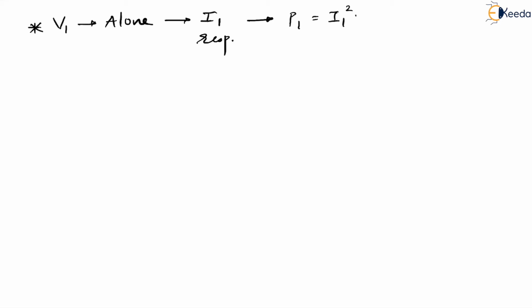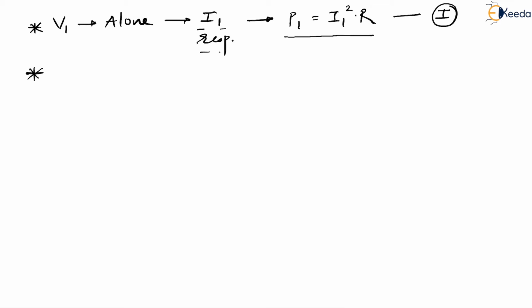Let me begin this way. Whenever V1 is acting alone, let us assume it gives you a response I1. With this, you calculate power P1, which is simply I1 square times R. Let me name this equation number 1, or scenario number 1. I hope this scenario is quite clear to you. V1 is acting alone, because of which you get current I1 as a response, because of which you get power P1 as I1 square R.